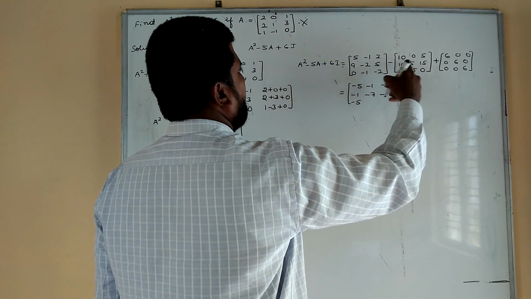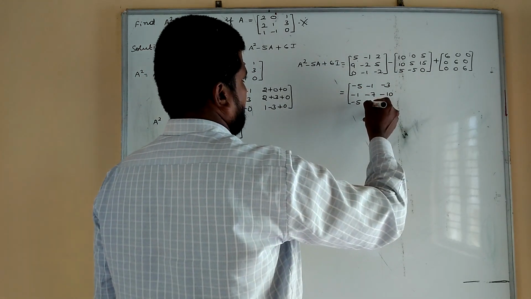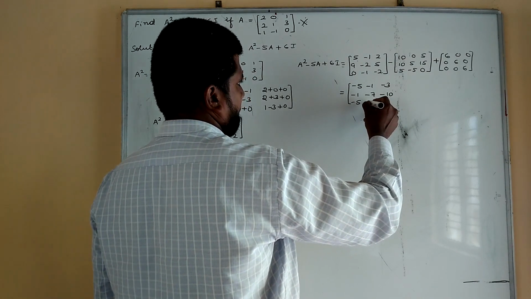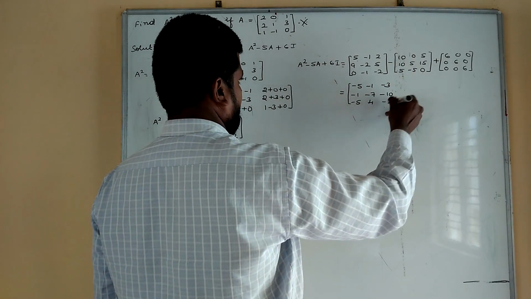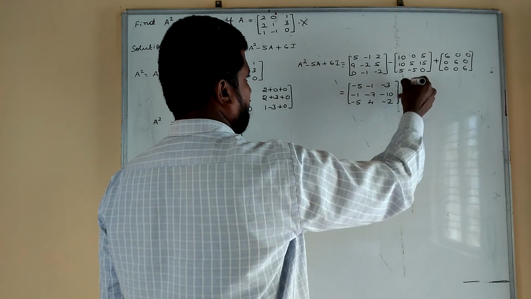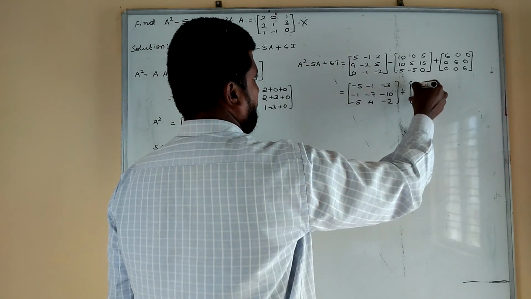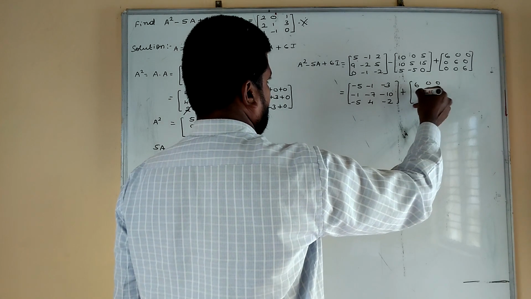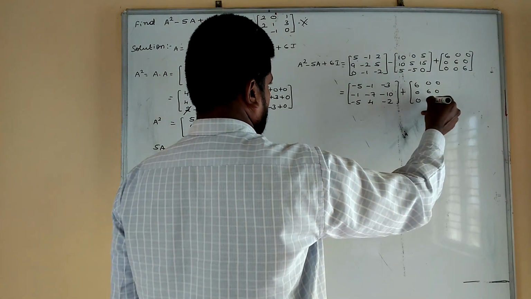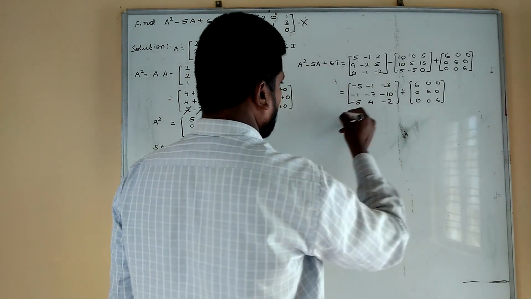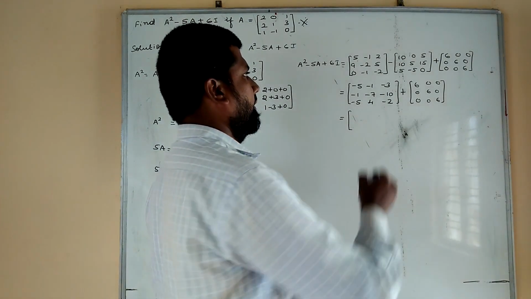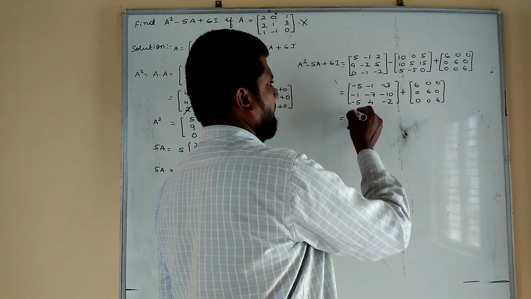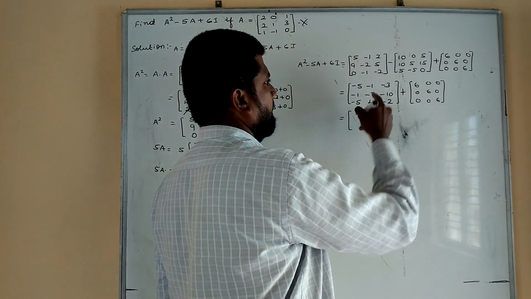Minus 1 minus into minus plus. So minus 1 plus 5 is plus 4. Minus 2 minus 0 means minus 2. So plus 6 0 0, 0 6 0, 0 0 6. So now add this. 5 minus 6 minus 5 plus 6 means 1.